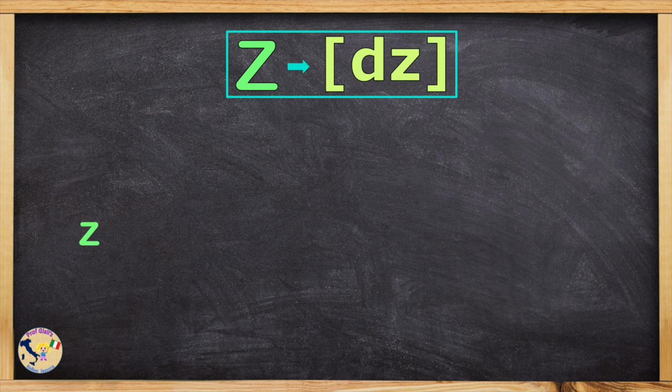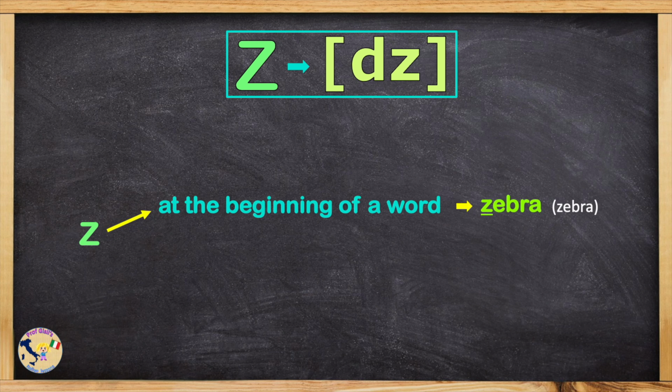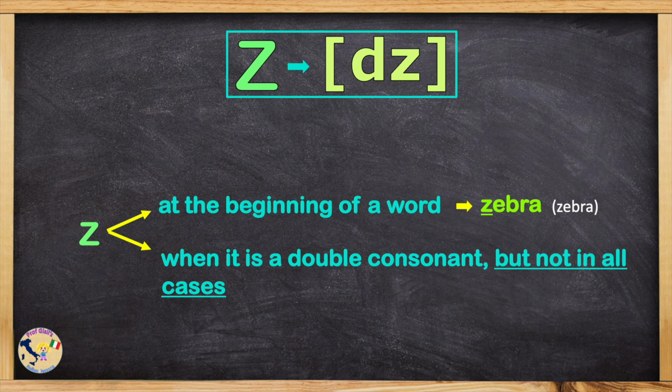Whereas Z is pronounced as a voiced consonant, as Z, in 2 cases: if it is the first letter of a word, as in zebra, or if it is a double consonant. I will not go over double consonants right now as they will be discussed in the next lesson.